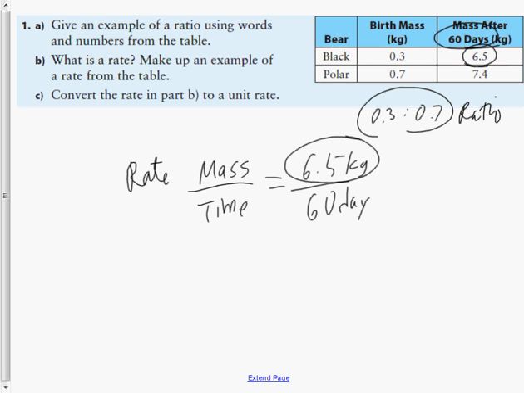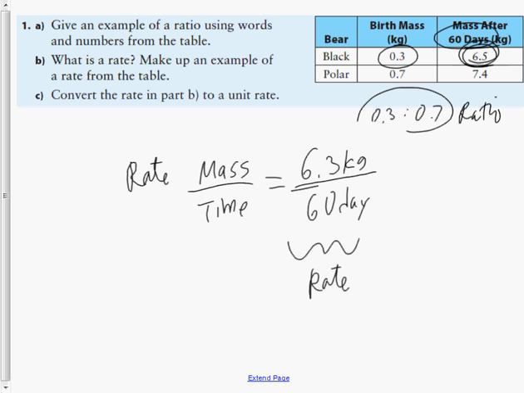Okay, I'll tell you why. Because at birth, the polar bear did not weigh 0 kilograms. At birth, the black bear weighed 0.3 kilograms. And at the end of 60 days, it weighed 6.5 kilograms. So actually, the rate of change in mass was not 6.5 kilograms, but rather 6.3 kilograms. It gained 6.3 kilograms of mass over the course of 60 days. And this we call a rate. This is its rate of growth, 6.3 kilograms over 60 days.